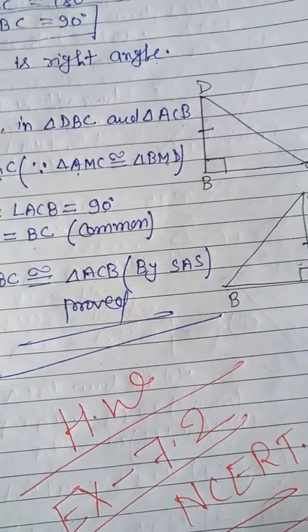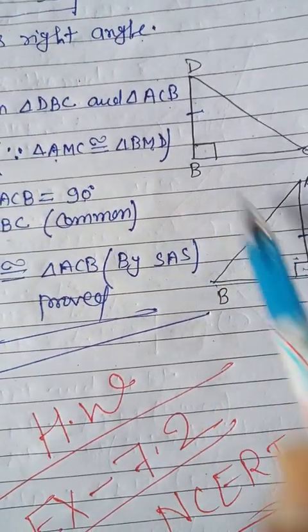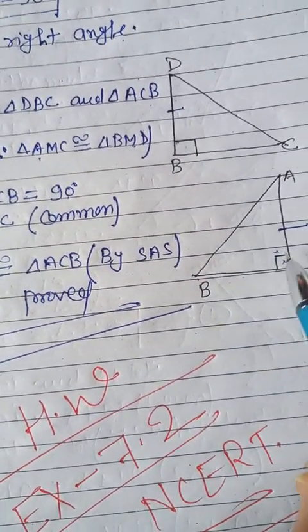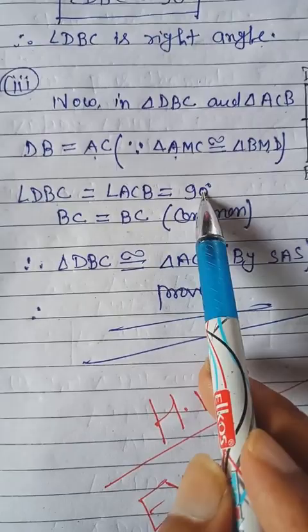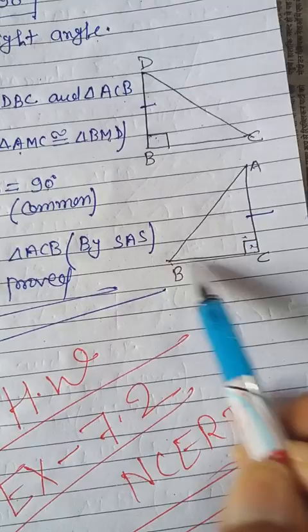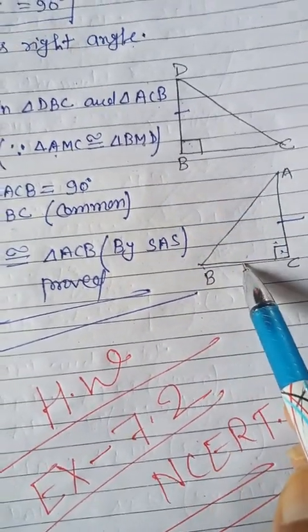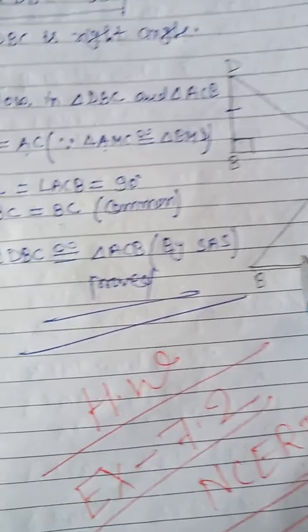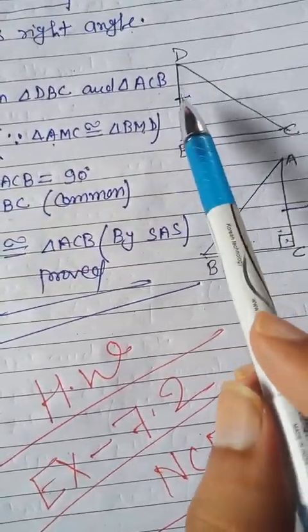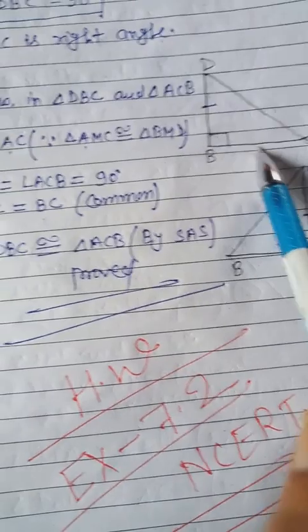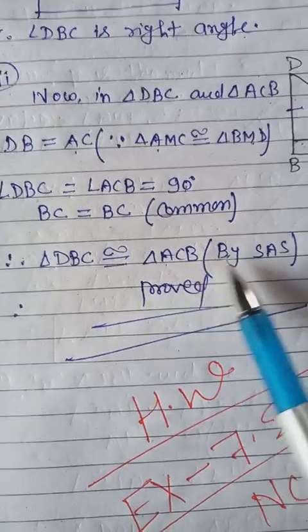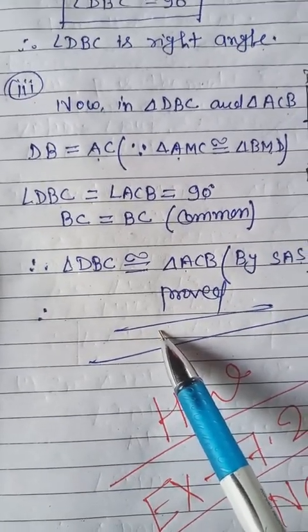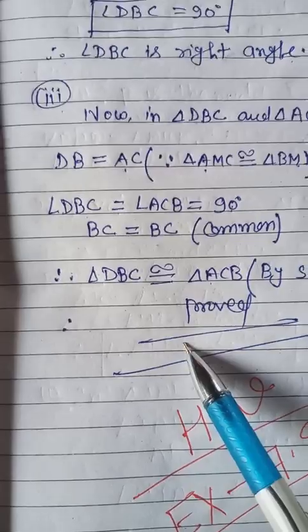This one is 90, that's why this is also 90 degrees. So both angles are equal to 90 degrees. And side BC and here is also side BC, both are common. This side is common in both triangles. So by using congruency criteria SAS, we say that triangle DBC is congruent to triangle ACB by SAS, and this is our third proof of question number 8.